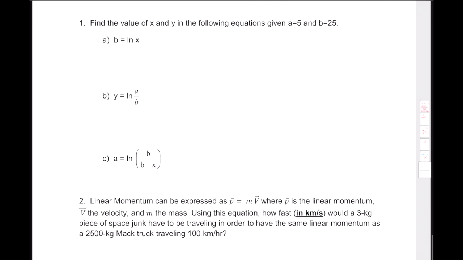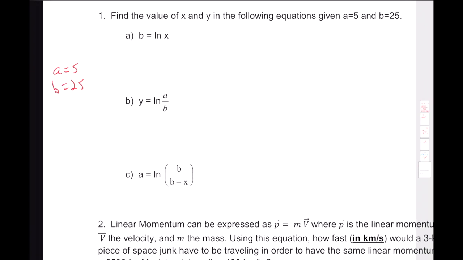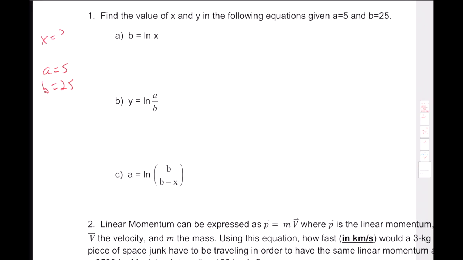Last page. Here we go. Okay, find the value of x and y using the following equations given A equals 5 and B equals 25. I'm going to write that over here. Natural logs and logs kind of have the same operation. So basically what we want to know in these equations is, if you have an x, what's x, and if you have a y, what's y.